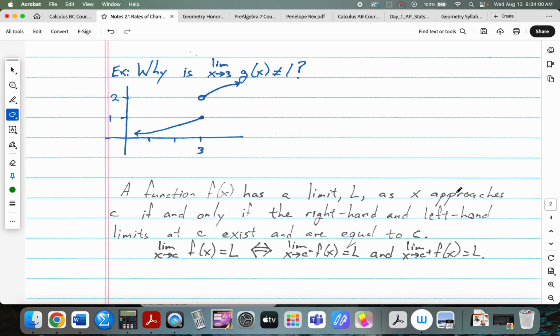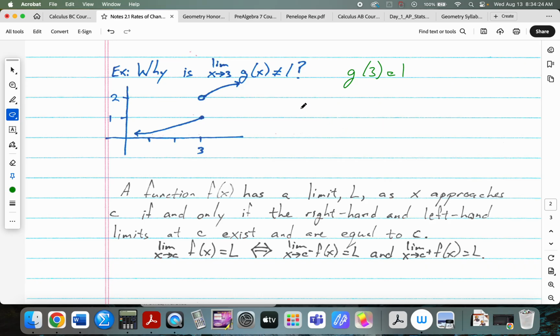So here, why is it that the limit as x approaches c of g of x is not equal to 1 here? And sometimes students protest about that. They go, well, is g of 3 equal to 1? Yes, it is. Because there's a point at x equals 3 where g is equal to 1.